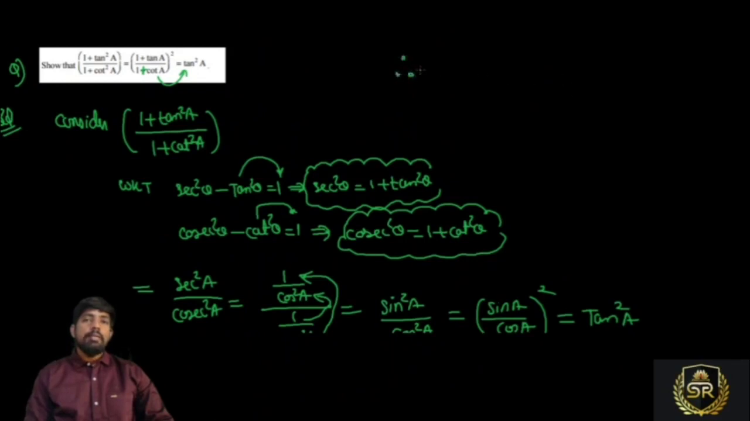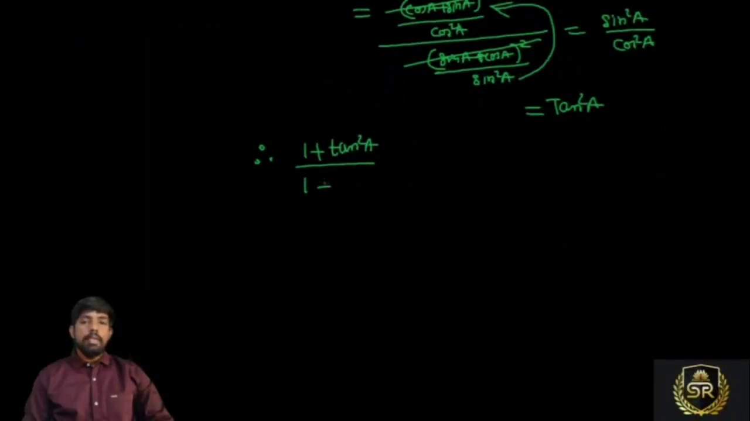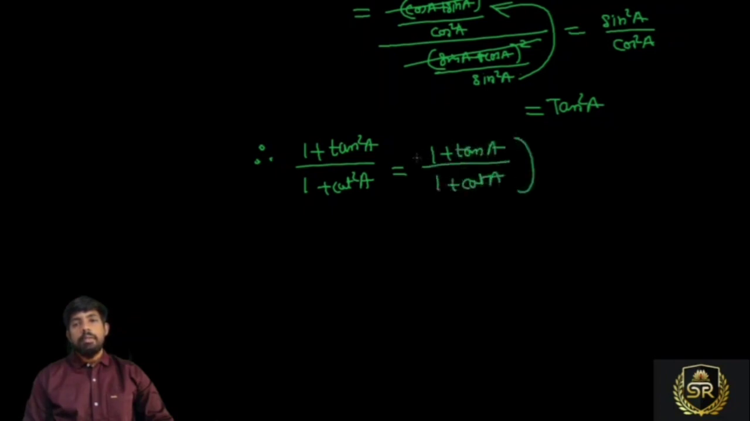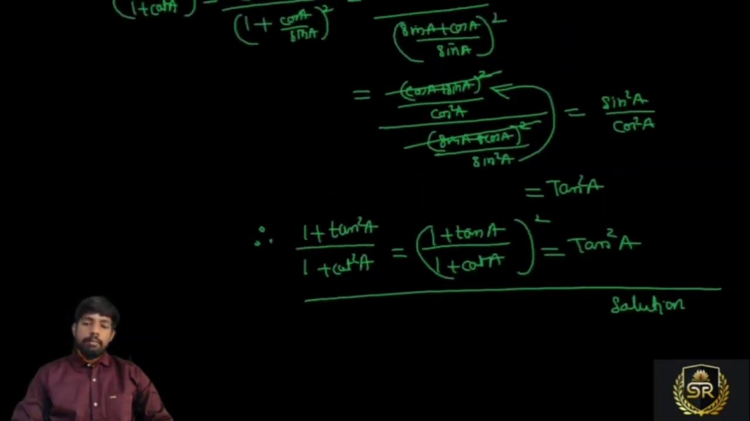Hence, therefore, 1 plus tan square a by 1 plus cot square a is equals to 1 plus tan a by 1 plus cot a whole square is equals to tan square a. That's all. This is the solution. We proved it. Okay, that's all.